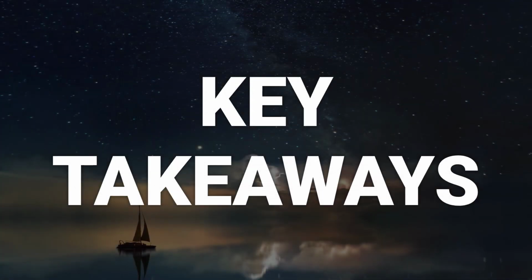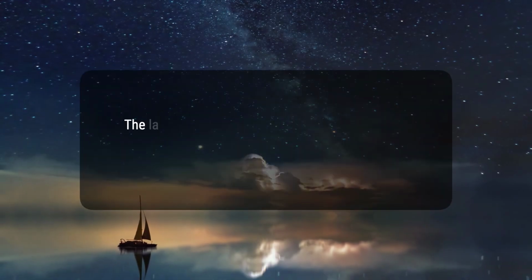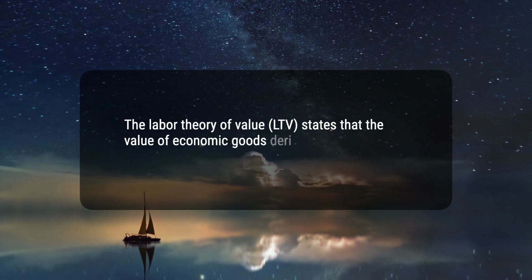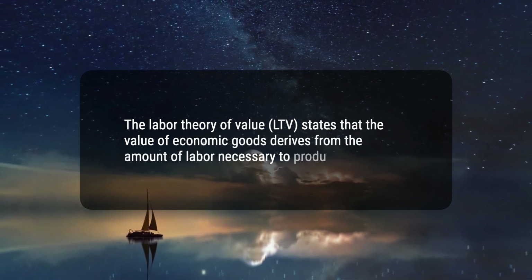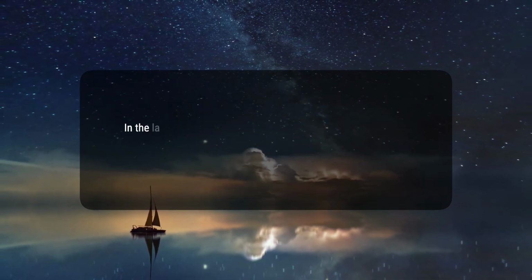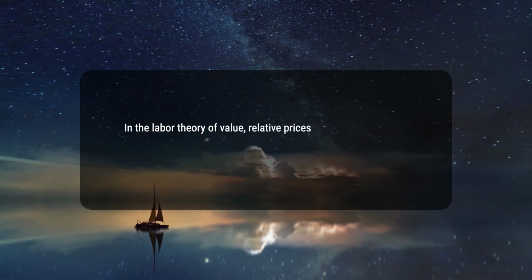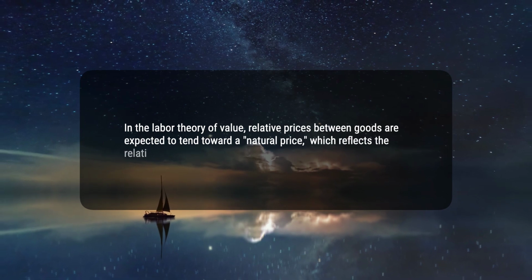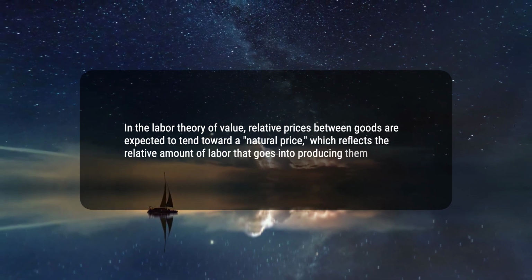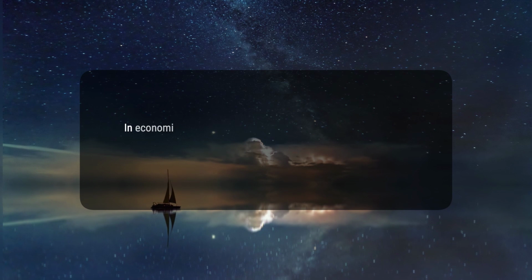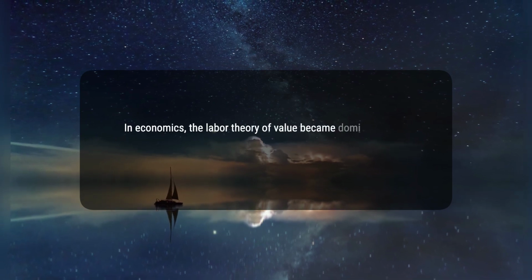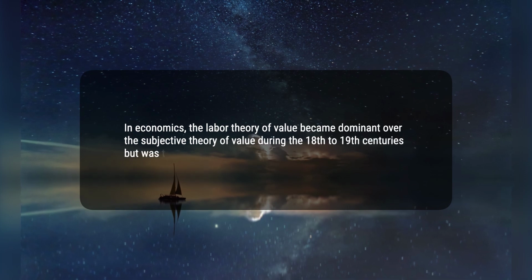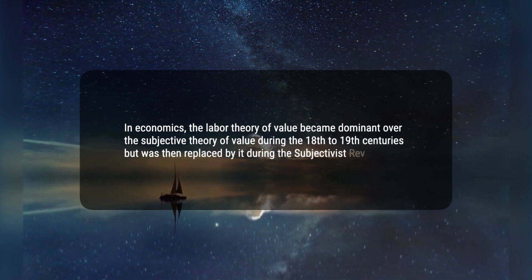Here are 3 key takeaways. 1. The labor theory of value, LTV, states that the value of economic goods derives from the amount of labor necessary to produce them. 2. In the labor theory of value, relative prices between goods are expected to tend toward a natural price, which reflects the relative amount of labor that goes into producing them. 3. In economics, the labor theory of value became dominant over the subjective theory of value during the 18th to 19th centuries but was then replaced by it during the subjectivist revolution.